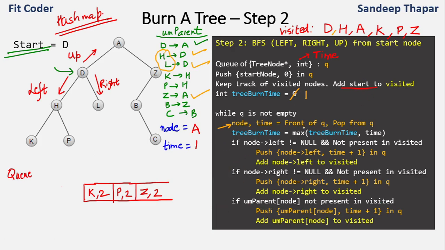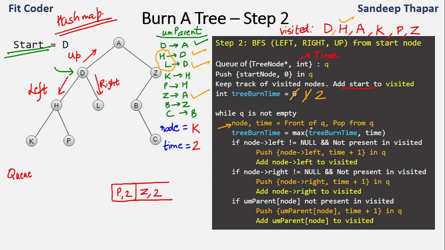In the next step, we check the front of the queue, which is K, 2. We pop it from the queue. Now we compute tree burn time, which is the maximum of 1, 2. So tree burn time becomes 2. We check left of K, which is null, so this if condition is false. We check right of K, which is null. Then we check parent of K, which is H, but H is already visited, so this if condition is false.